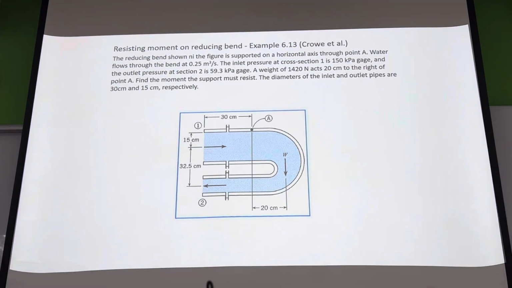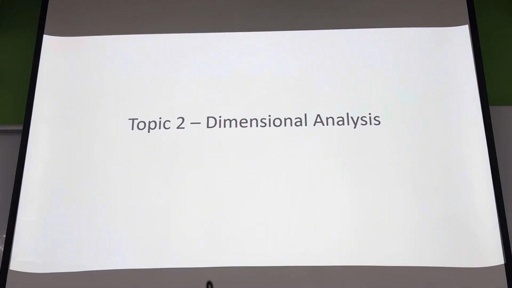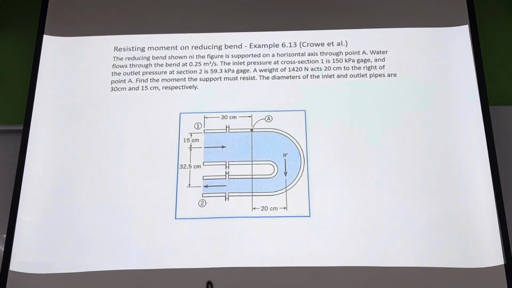I would like to do this example, but I don't think we have time to take several more examples of what we did. So that leaves us with that. Are there any questions about any of that stuff?